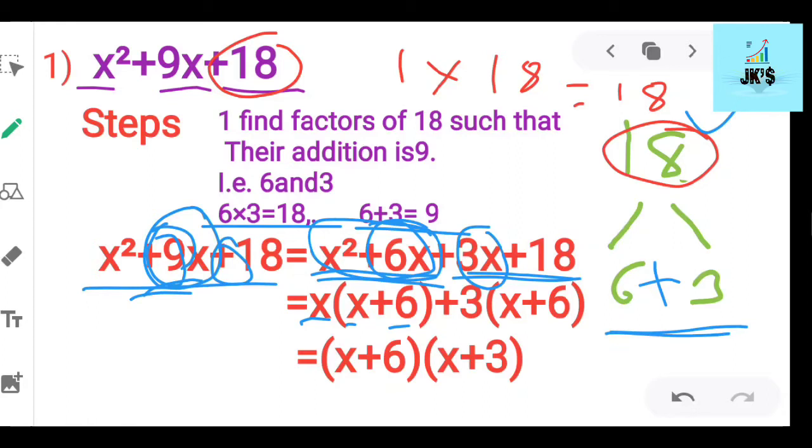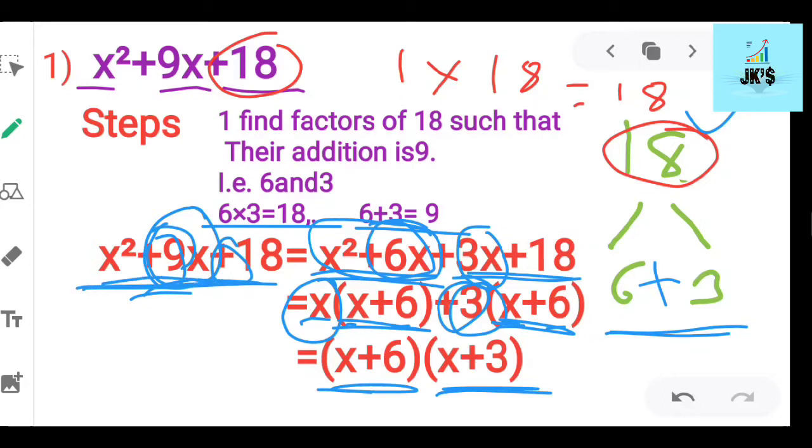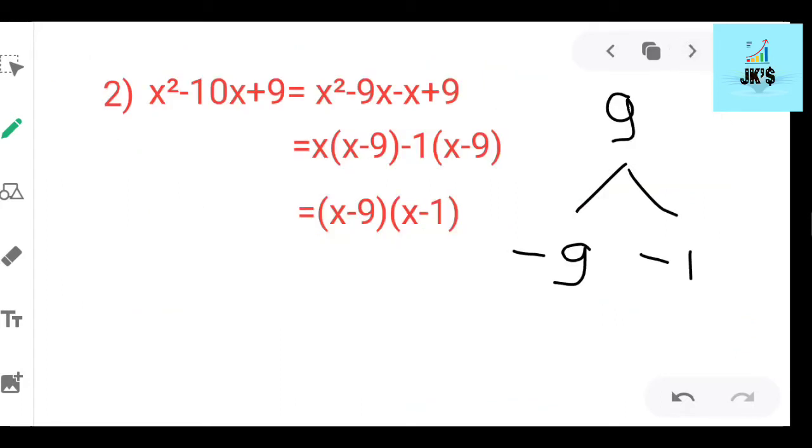We take 3 common. What remains? X plus 6. When we see x plus 6 and x plus 6 are common, so we take it common. What remains in the second bracket? This is the x and this is 3, means x plus 3. So the factors of x square plus 9x plus 18 are x plus 6 and x plus 3. These are the factors. Okay friends, now come to the second example.